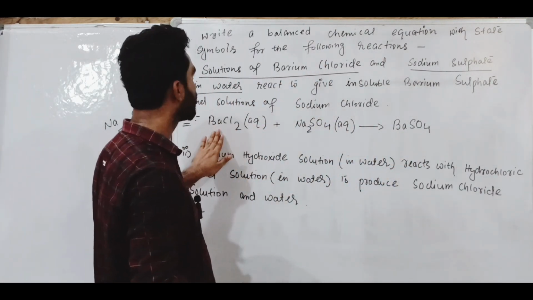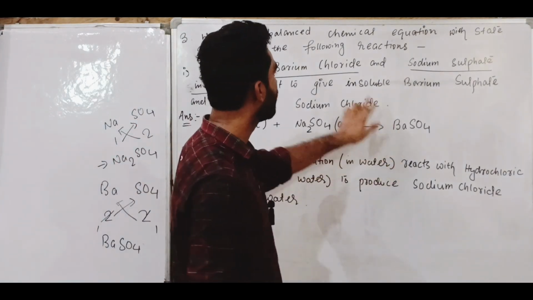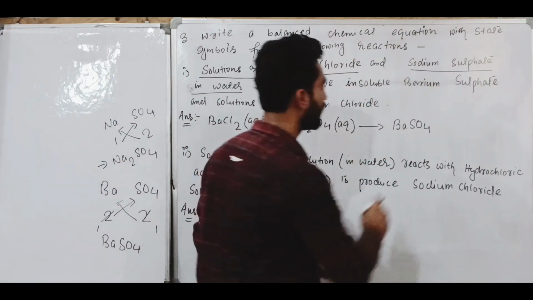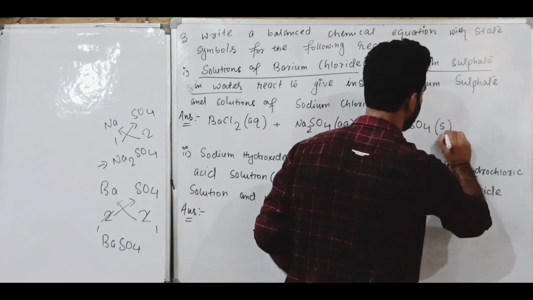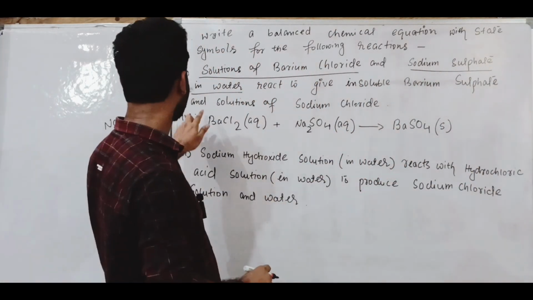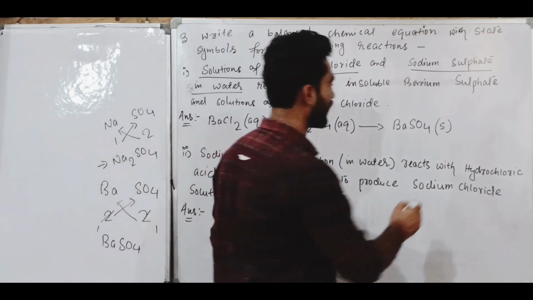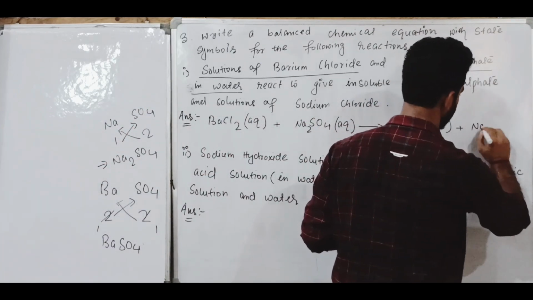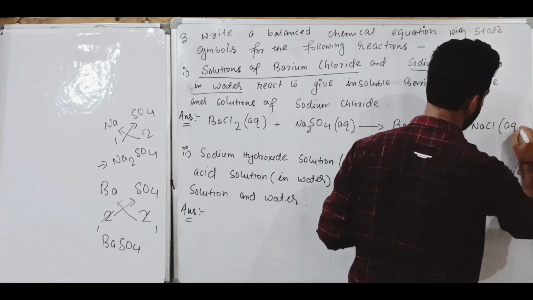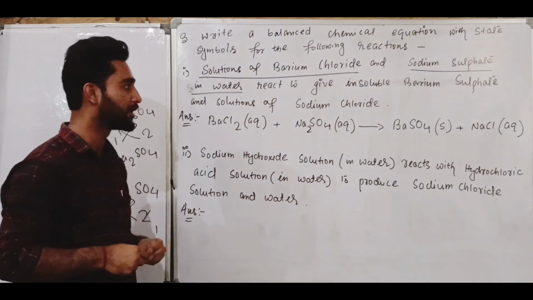So the solution of barium chloride and the solution of sodium sulfate reacted and they formed what? Insoluble barium sulfate. Insoluble means what? This one we will get in the solid state, insoluble form, precipitate we will get. Along with this precipitate, what will be formed? Solution of sodium chloride. Means NaCl we will get in aqueous form. Now we have to balance the chemical equation.